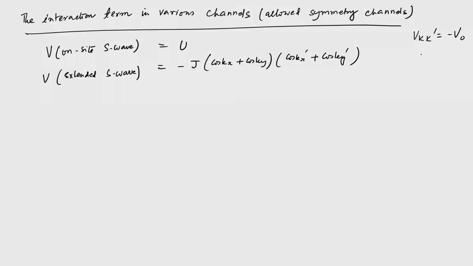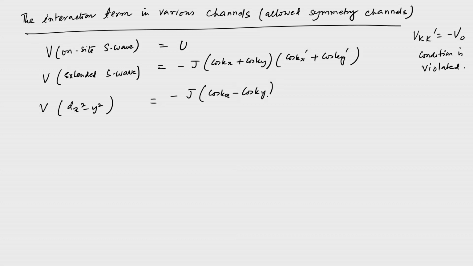Here of course, this condition is violated, that is, we have a k minus k prime dependence coming into the interaction term, and V in the dx square minus y square channel. As we told, this is what is going to be most important and interesting for our case. Luckily that comes in this model, and that is why we have considered this model. It is cos kx prime minus cos ky prime.